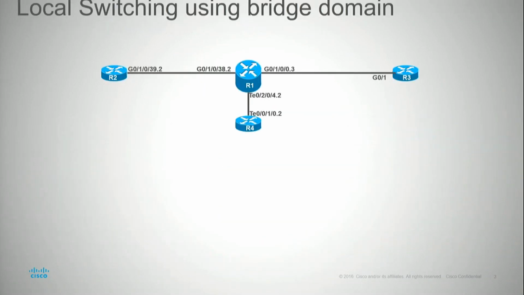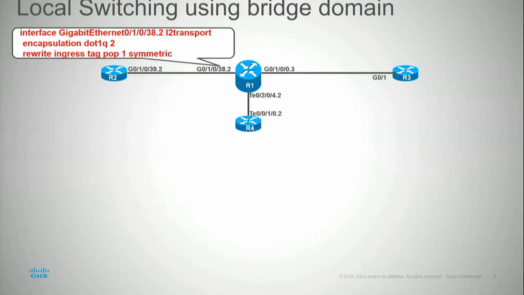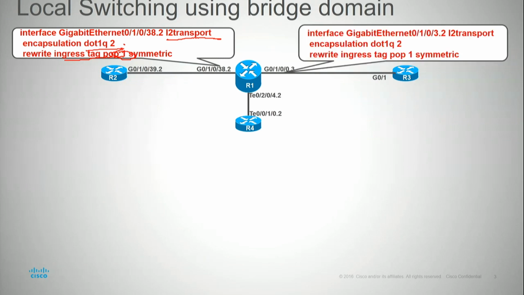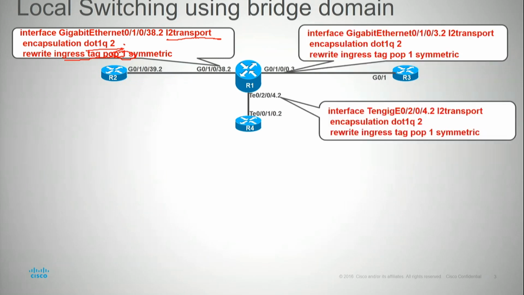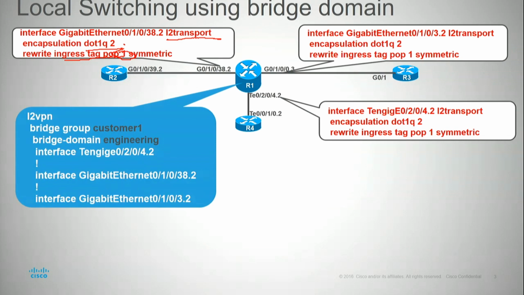Next we will see the sample configuration for the bridge domain. Here we can see that we have defined this interface as L2 transport. We are defining encapsulation dot1q 2, meaning VLAN is 2, and we are removing that top VLAN. So here it is rewrite ingress tag pop 1 symmetric. It will be almost the same configuration for the other three interfaces. And let us see the bridge domain configuration.